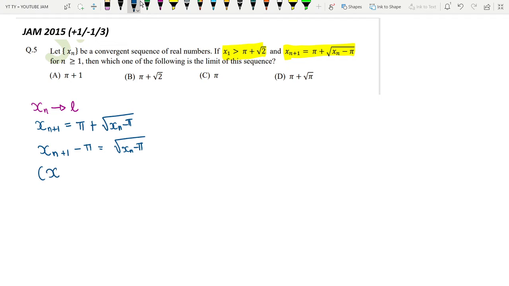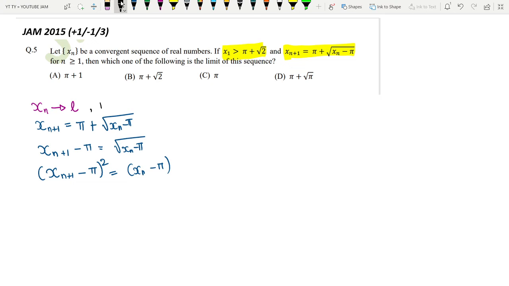I get my xn plus 1 minus pi, the whole square, is the same as xn minus pi. So I took a square, so this becomes a square and the square root goes. Right? So this is something that is given to us. And the other information is that x1 is greater than pi plus root 2. Now the information was xn is convergent. So we assume that xn converges to L.